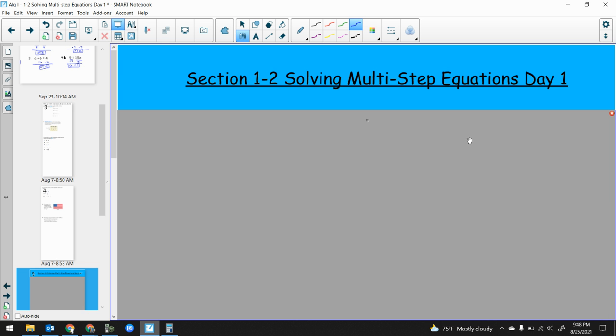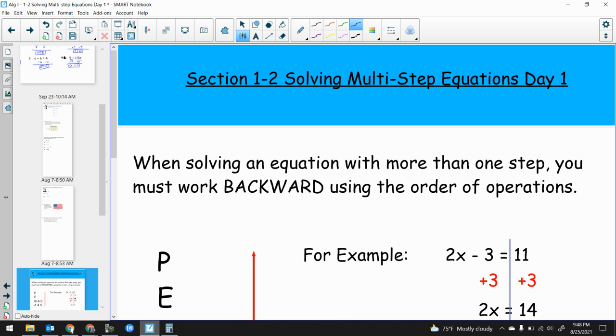Okay, so to solve 2-step equations or even multi-step equations, when solving an equation with more than one step, so 2 steps or more. And that's really what they kind of buzz through. They do 2-step. They don't even do hardly any 2-step problems. They just go right into 3 and 4-step problems. When solving an equation with more than one step, you must work backward using order of operations.